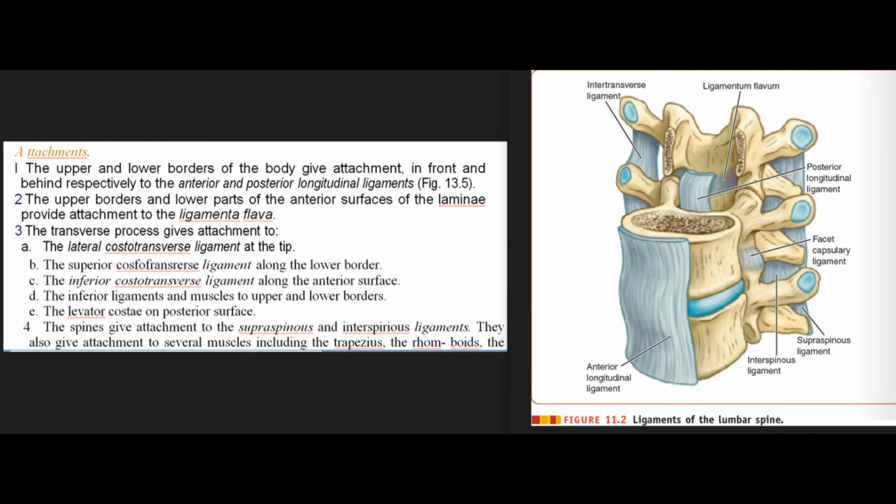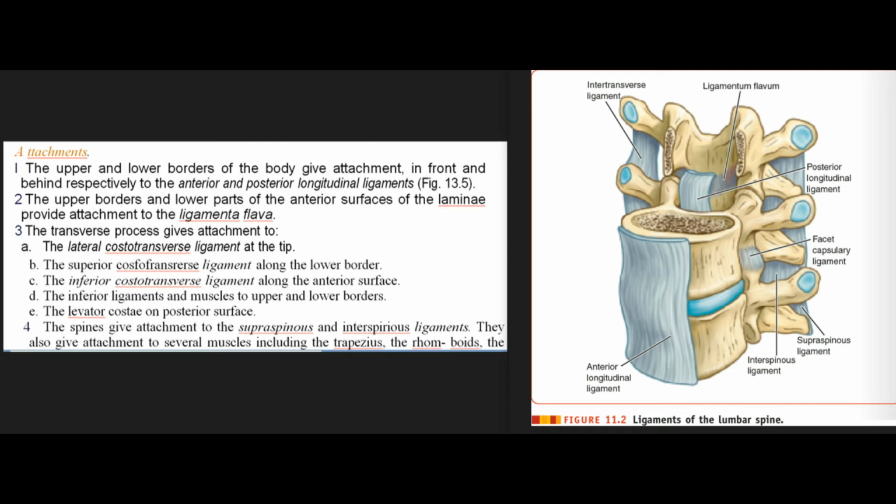Attachments. 1. The upper and lower borders of the body give attachment, in front and behind respectively, to the anterior and posterior longitudinal ligaments. 2. The upper borders and lower parts of the anterior surfaces of the laminae provide attachment to the ligamenta flava. 3. The transverse process gives attachment to the lateral costotransverse ligament at the tip.